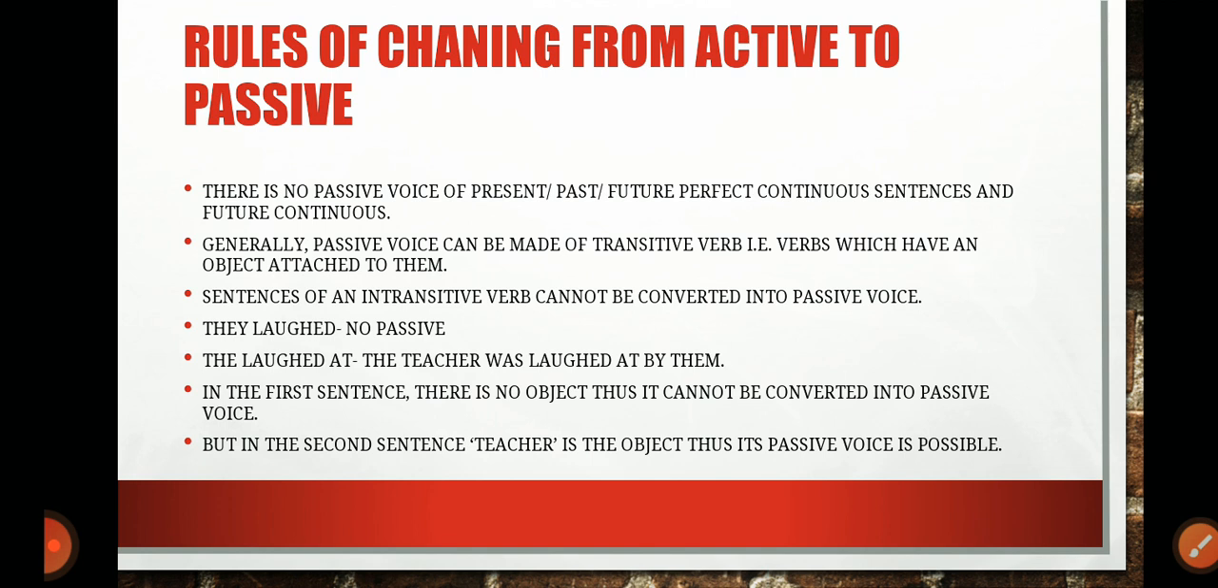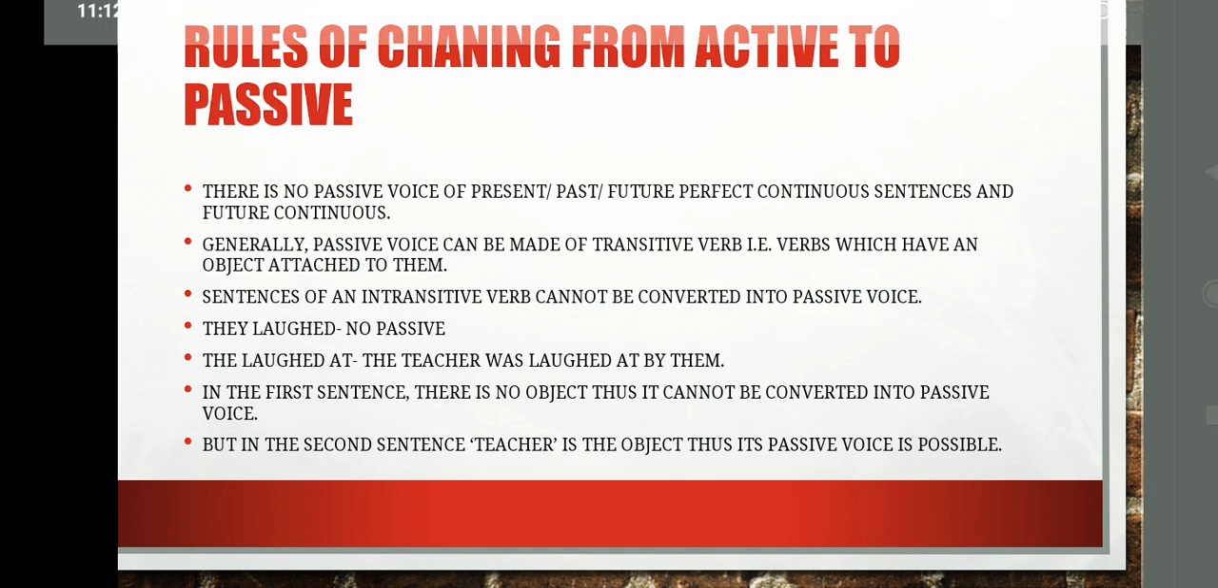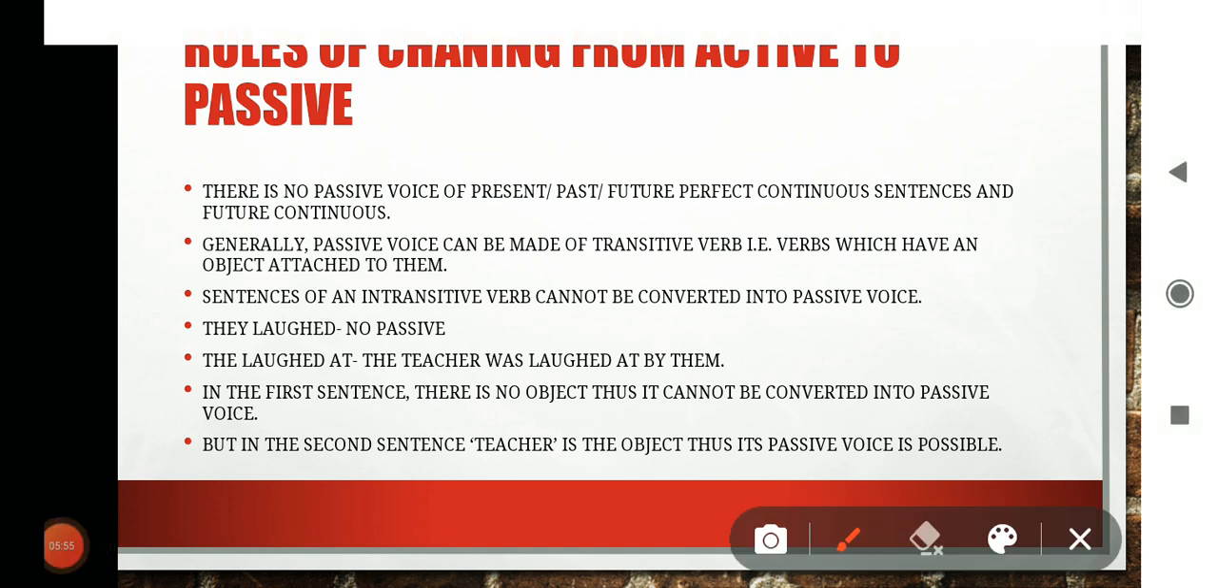So in this sentence, "they laughed," there will be no passive because it is an intransitive verb. And if we see the transitive verb, "they laughed at," so "the teacher was laughed at by them." As you can see in the example here, "the teacher was laughed at by them." This is the example of conversion from active voice to passive voice.